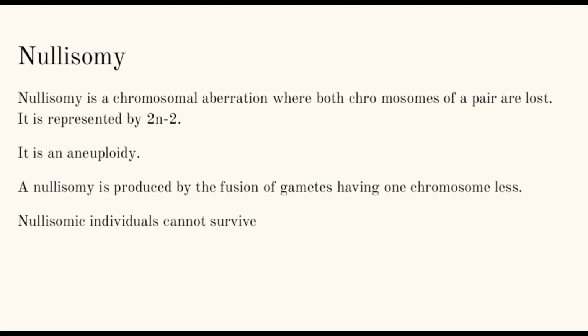Nullisomy. Nullisomy is a chromosomal aberration where both chromosomes of a pair are lost. It is represented by 2n-2. It is an aneuploidy. A nullisomy is produced by the fusion of gametes having one chromosome less. Nullisomic individuals cannot survive.